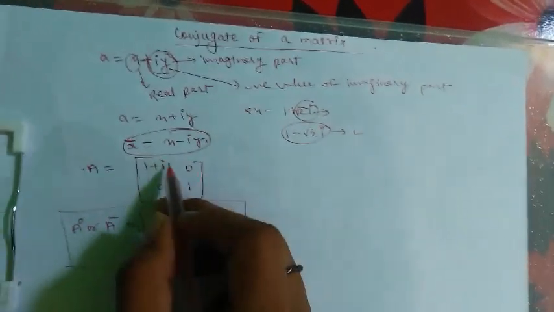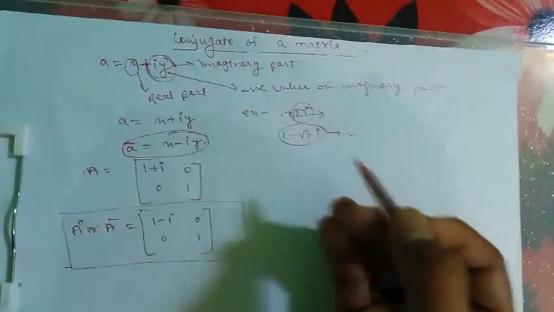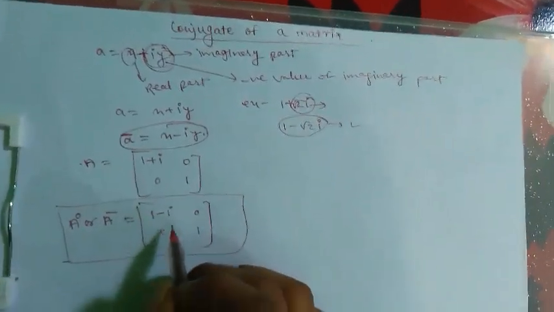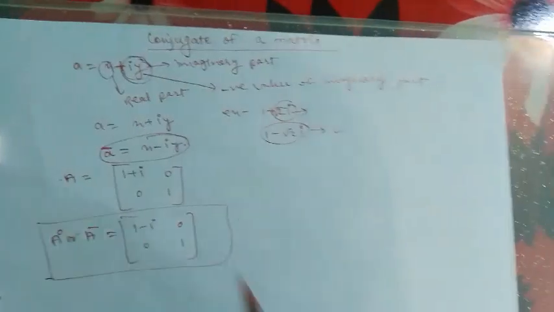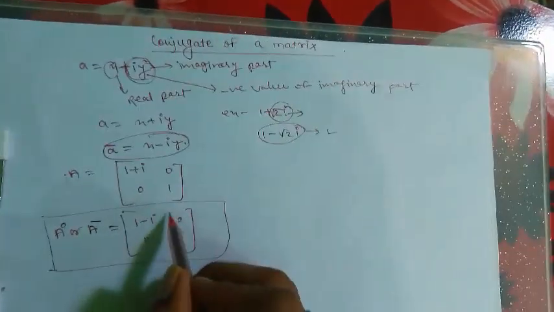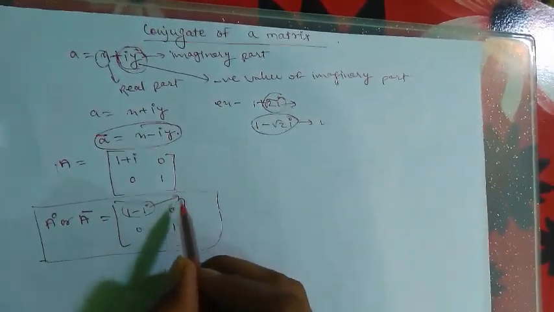We have to take a matrix, and then the elements of the matrix that are complex numbers, we have to take the conjugate of the elements of the matrix, which are complex numbers.